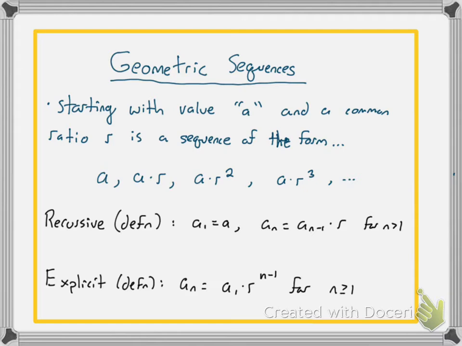And notice here that n minus 1 power makes sense because looking at this pattern, going from our first to our second term, we're doing r to the first power, our third term's r to the second power, fourth term's r to the third power. So each time you're multiplying r, it's like one behind your term in a way.